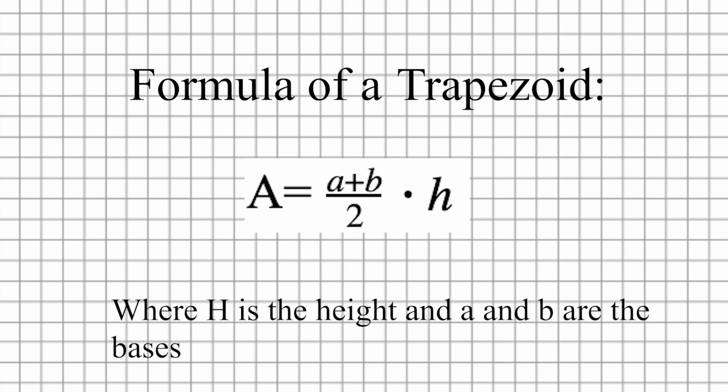The formula of a trapezoid is relatively basic. The area equals (a plus b) divided by 2, times h, where h is the height and a and b are the top and bottom sides respectively. Now let's break this equation into two parts.